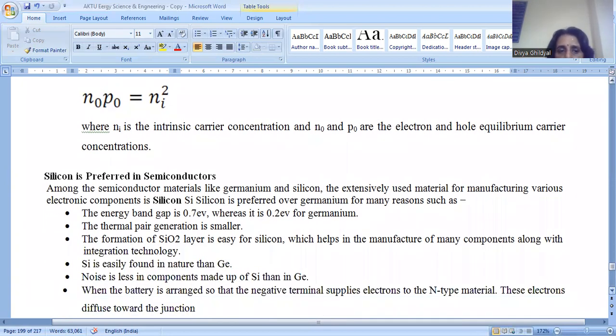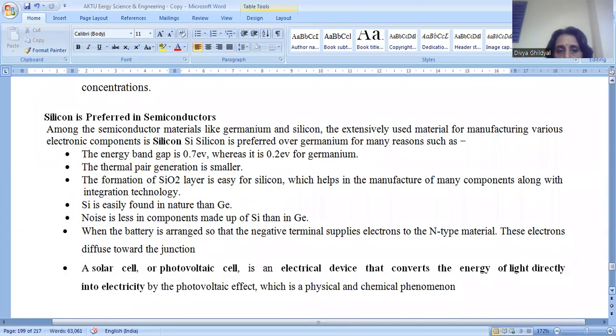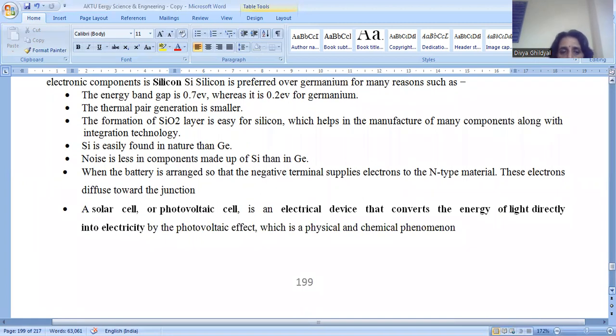Silicon is preferred in semiconductors because the energy band gap is 0.7 electron volt, whereas in germanium it is 0.2. Thermal pair generation is smaller. Formation of silicon oxide is easy. Silicon is found easily in nature compared to germanium. Noise is less in silicon compared to germanium.